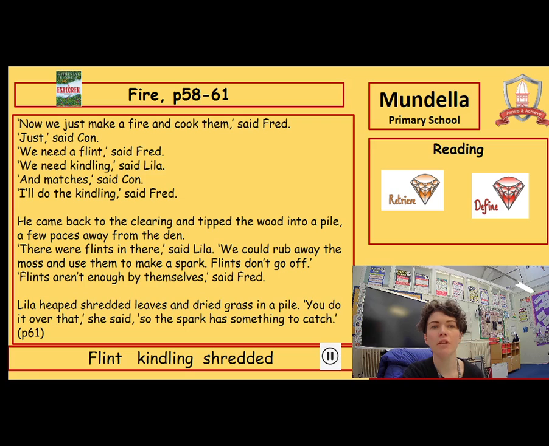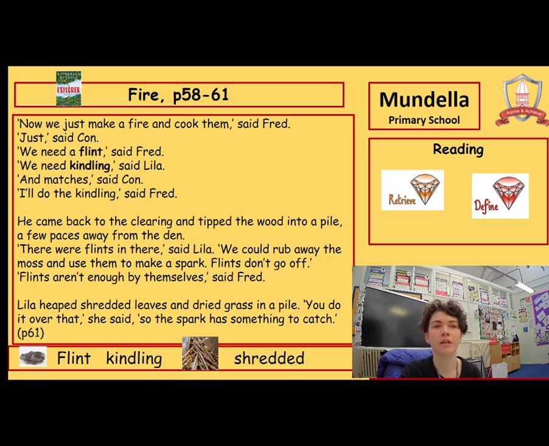Okay, I would like you now to pause the video and see whether you can work out what the words at the bottom mean. So you've got flint, kindling, and shredded. And what you'll need to do, like we've done in previous sessions, is be word detectives. Find the sentence in which that word appears and try and work out what the word means.